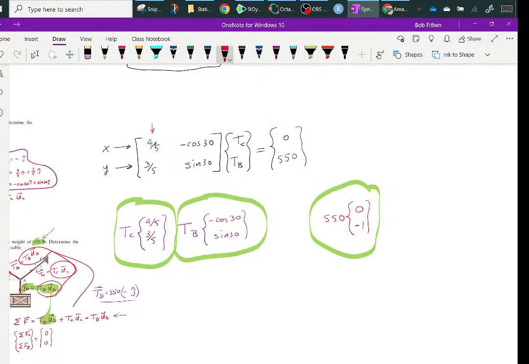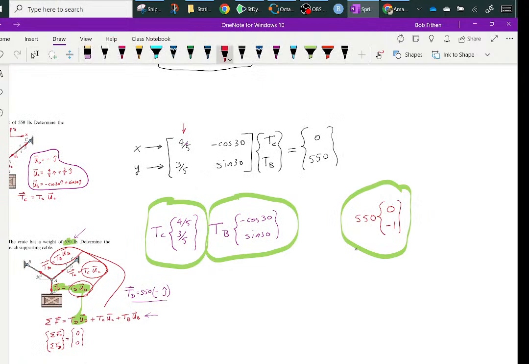This column is associated with TC, so it is the base vector for the UC. This one is the base vector UB. And if I rewrote this one like this, that's the number 1, here's the 550 minus 1. This is the base vector UD. And so the columns are listed as the base vectors.